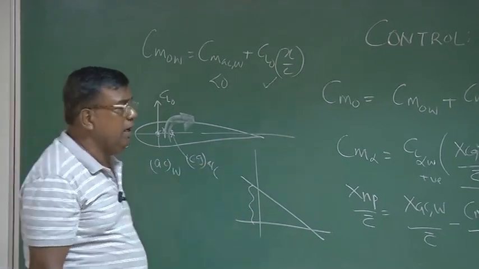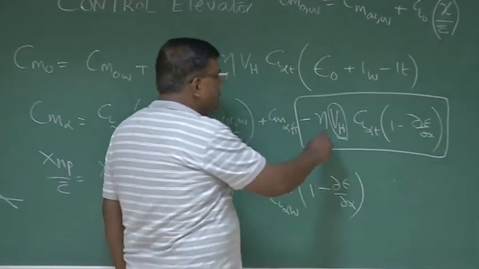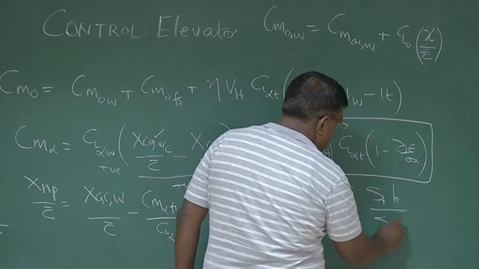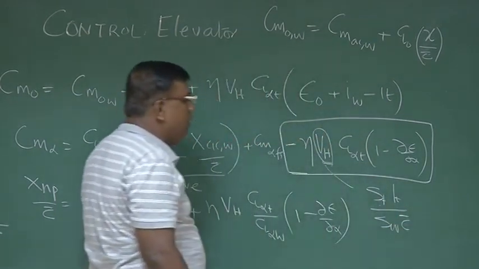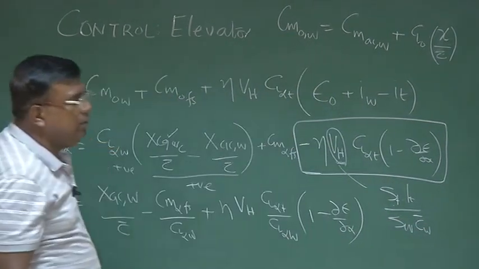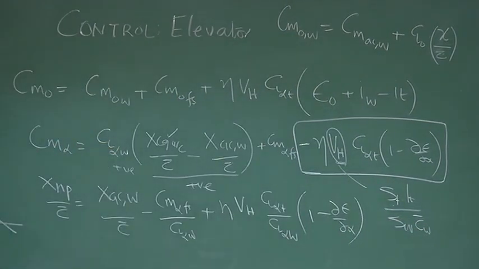We will appropriately design the tail volume ratio, which is nothing but tail area into the tail moment arm divided by wing area and mean aerodynamic chord of the wing. Right? Typically this value I have told you can start with 0.5, 0.6. Good enough.